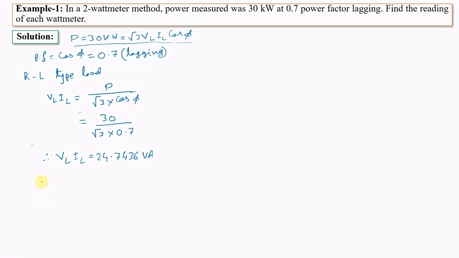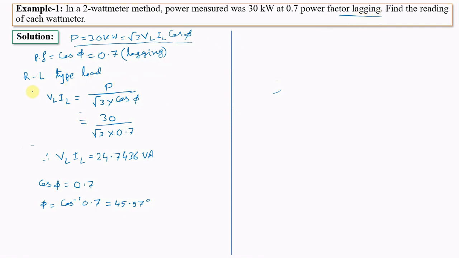Now, in the next step, as we know that the power factor, that is cos phi, is equal to 0.7, phi can be written as cos inverse 0.7, and the value of phi will be 45.57 degrees. As we can see from the power factor, it is given as lagging, which means the nature of the load is resistive inductive.